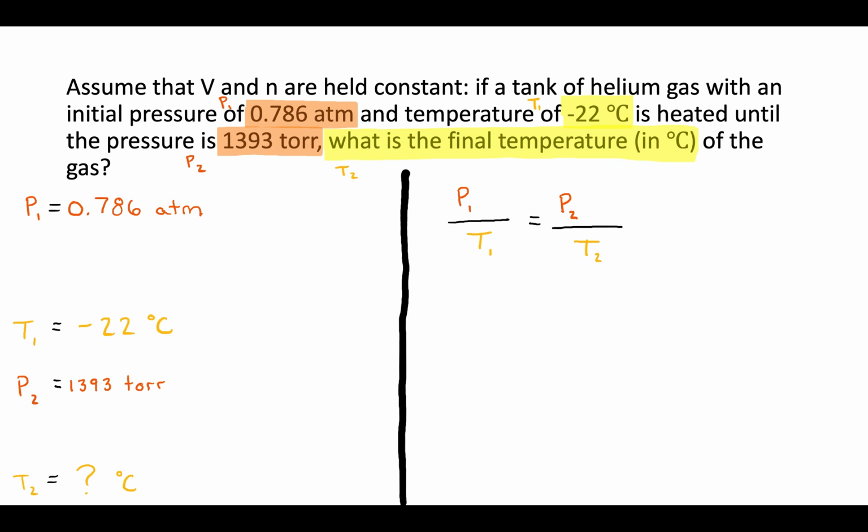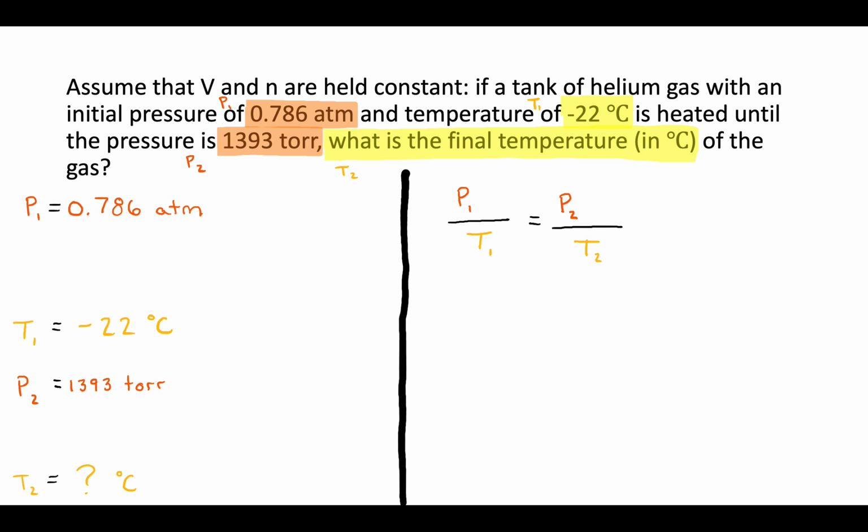All right, so this is what we've got. Now, before we plug numbers in, we have to check two things. First, do all the units match? And second, if we have temperature, is it in Kelvin? It's got to be in Kelvin. Kelvin's the only one that won't be 0. We can't have a 0 at the bottom of a denominator. Well, the pressures don't match. We've got 0.786 atmospheres and 1,393 torr. So we're going to have to do a conversion.